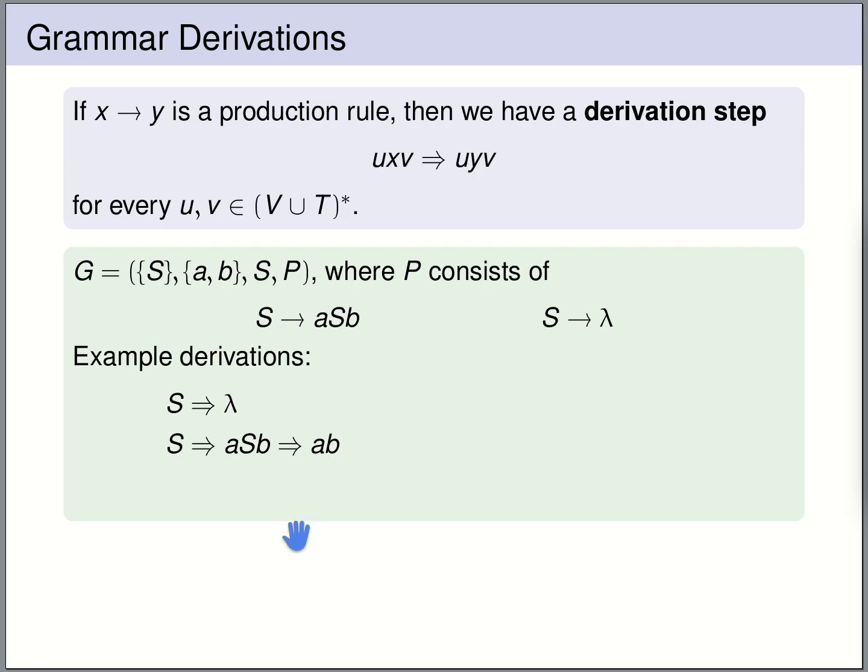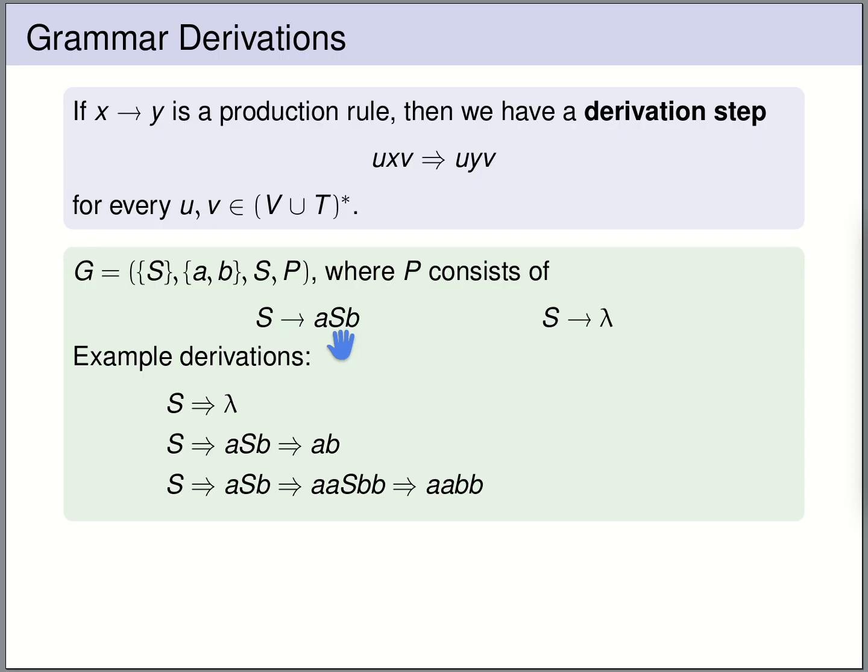But we can of course also apply the first rule multiple times. We can go from S to aSb, and we can again apply this rule. Then the S is again replaced by aSb. We get aaSbb, and now we could, for instance, apply the second rule. The S becomes lambda. We get aabb. And of course, we can derive longer words. We can apply the first rule n times, and then we would get, I think it's easy to guess, a to the n, b to the n.